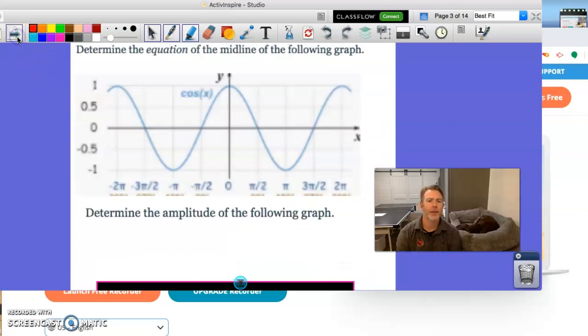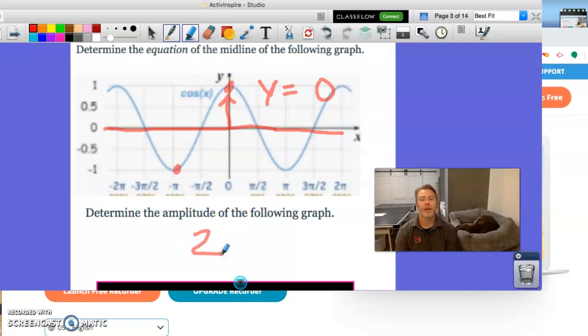Wrapping this up, here's an example where we ask you to do both: find the midline and the amplitude. For the midline, we take the distance from the top to the bottom. That's 1, 2, 3, 4. The middle value would be 2 units from the top or 2 from the bottom. A little sneaky one: it's on the x-axis, so it's y equals 0. Last but not least, the amplitude is the distance from the midline to the high spot, which is 2. And that's it today. We just want you to do those 2 pieces.